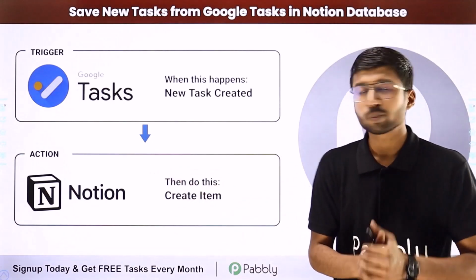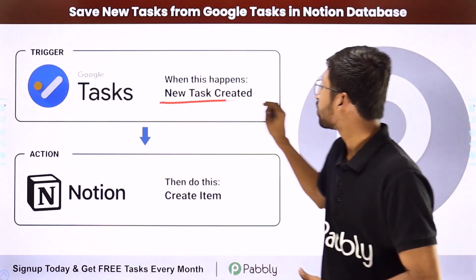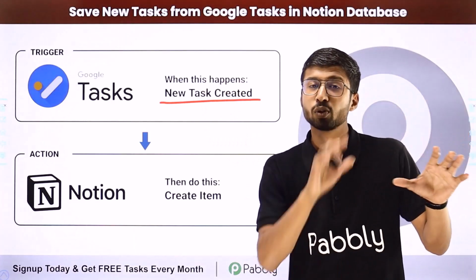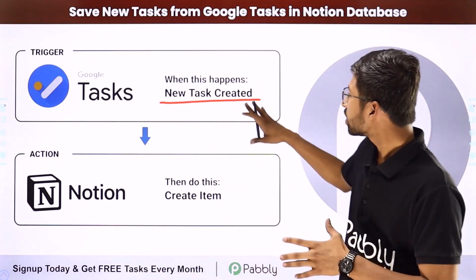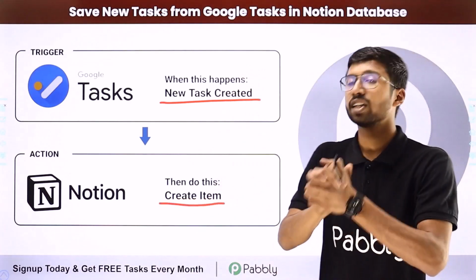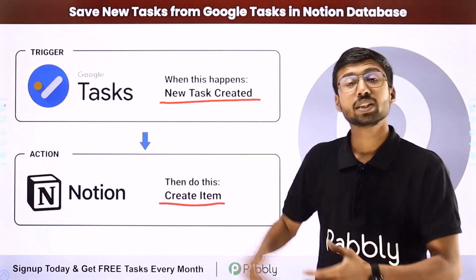So the trigger of this automation will be creating a new task in our Google Tasks account. Whenever a new task is created in your Google Tasks account, this automation will start, and using this automation, a new item with the same task details which are created in Google Tasks will be added in our Notion database.